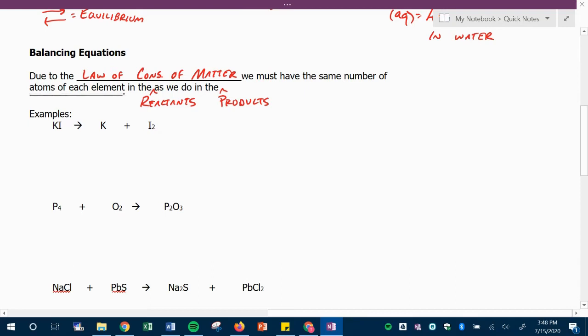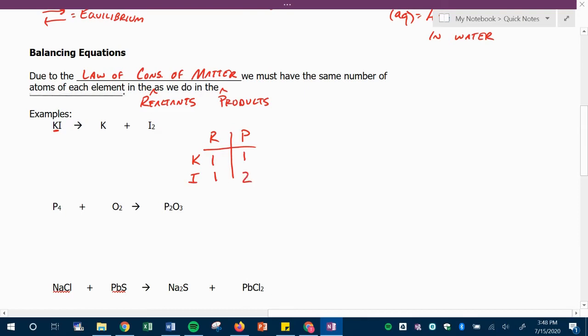And so as we're balancing here, if we're counting up the number of everything, I like to use this kind of T-chart: reactants, products. Now, for potassium, on the reactant side we only have one of them, right? Because there's no little subscript. Then for our iodine, we also only have one. Then on the product side, we have one potassium. And on the product side for iodine, we actually have two of them.